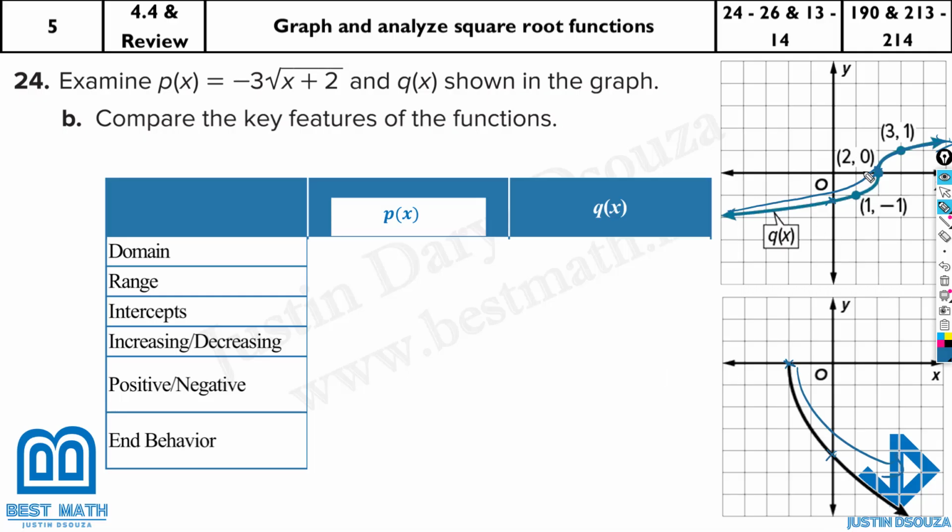Positive, negative. Positive in the sense that anything above the x-axis is positive. Negative is below the x-axis. If this part is positive, this part is negative. Here, everything is negative. And end behavior is what happens, where is it going?